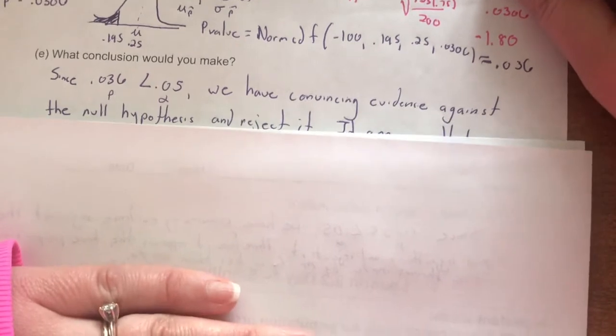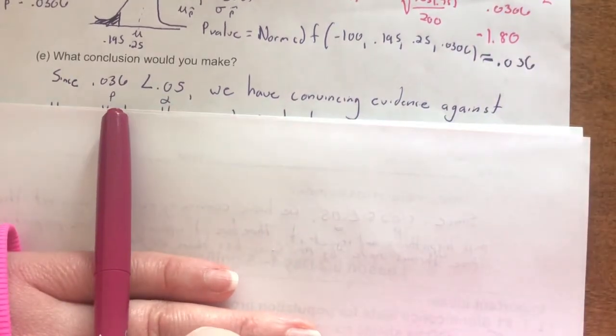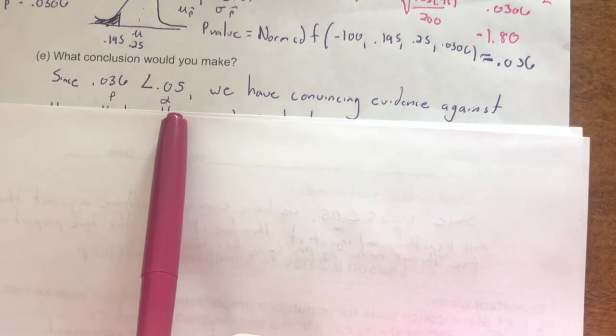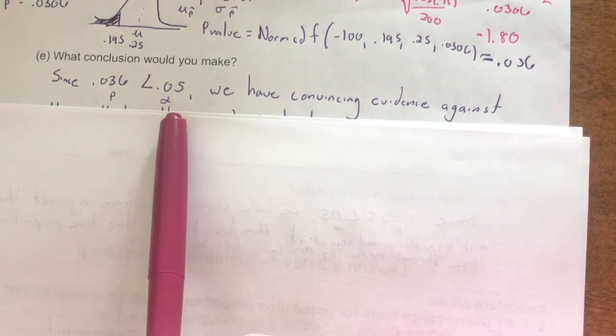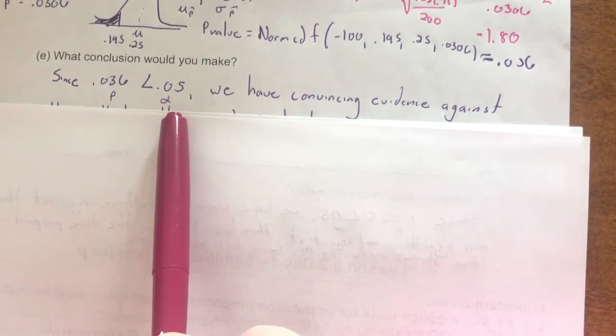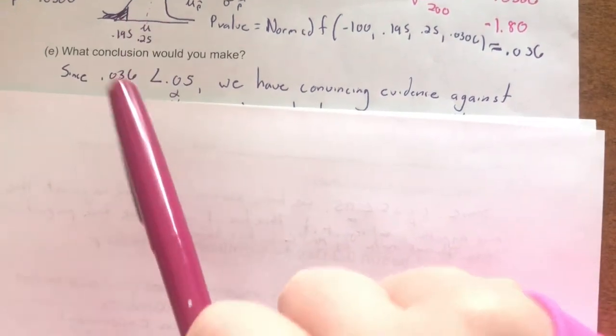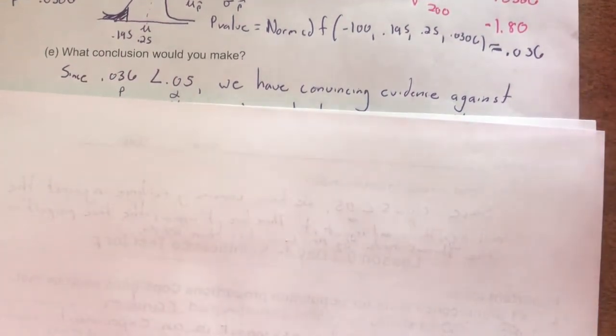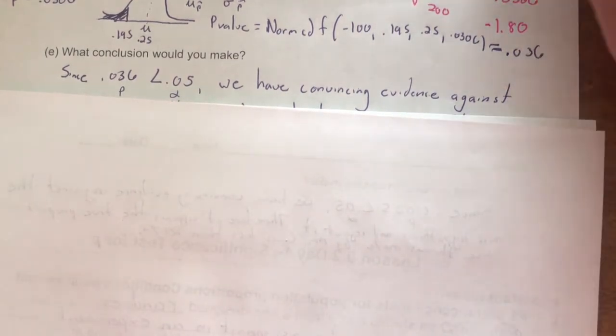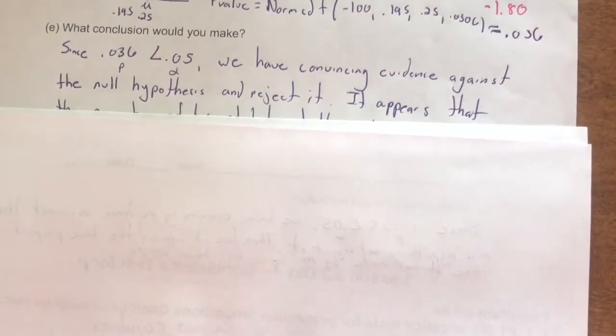What conclusion can we make? Well, our p-value is less than our significance level, so this is significant, meaning it's unlikely to occur by chance given our null hypothesis being true. Given that the true proportion is 25% or 0.25, it is unlikely that this sample data of 39 out of 200, which is 0.195, would occur by chance. So we have convincing evidence against the null hypothesis, and we're going to reject it.